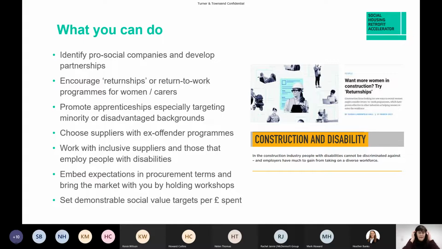I won't go through the other two there, but effectively the bottom line is you need demonstrable social value targets per pound spent. So how do you do that? How do you say, this is our total budget, this is the real increased benefit we want to get out of it, and quantify that to set your initial targets, and then develop your processes for managing and monitoring that through the programme.